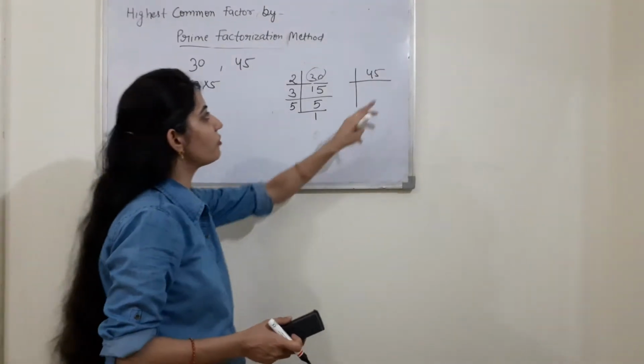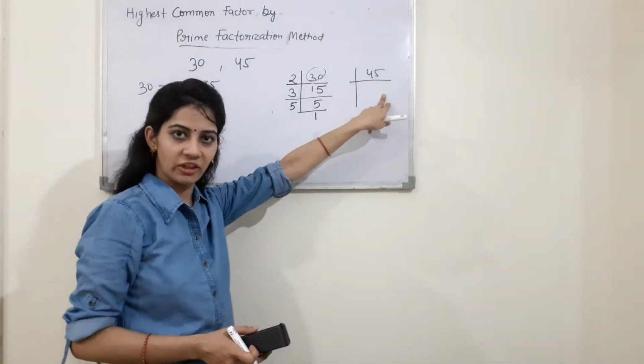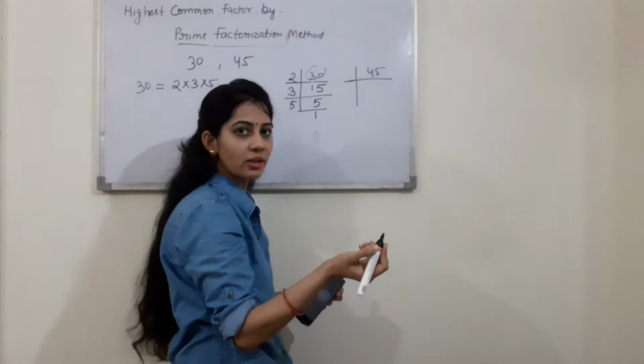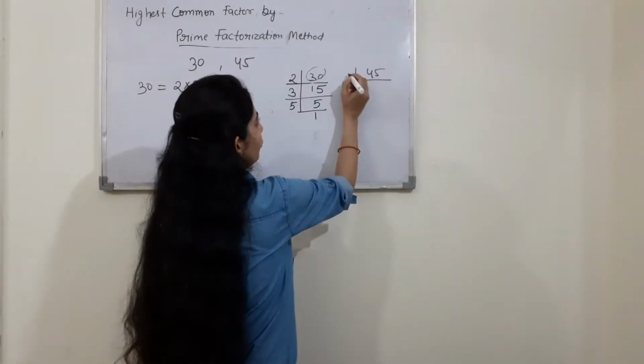Now we will do the same in the case of 45. Now we will prime factorize the number 45. So which smallest prime number will divide 45?